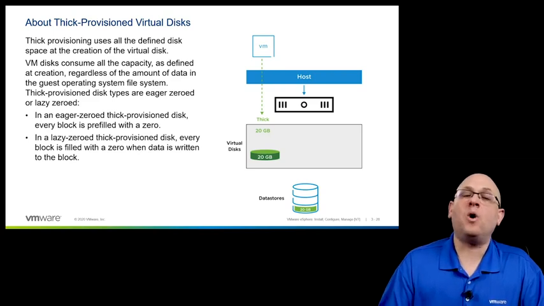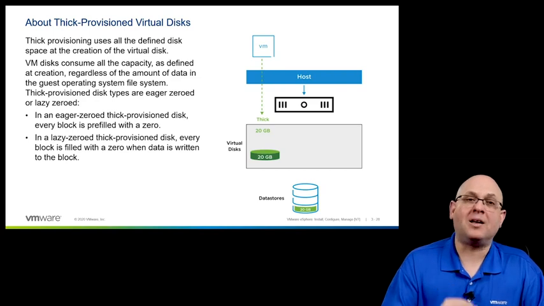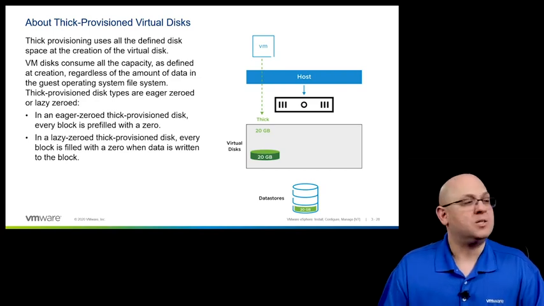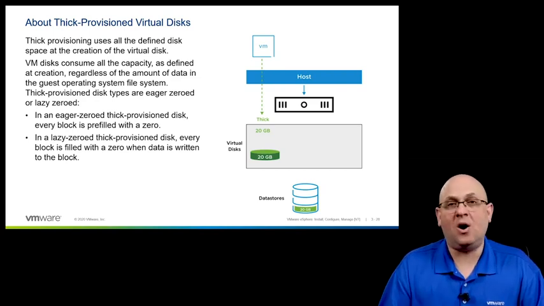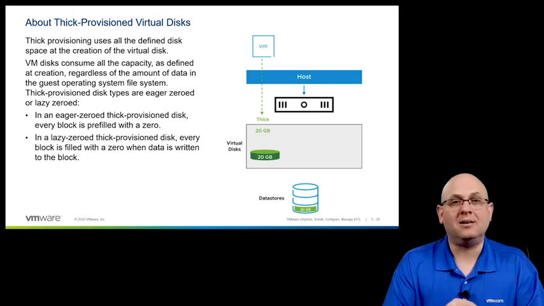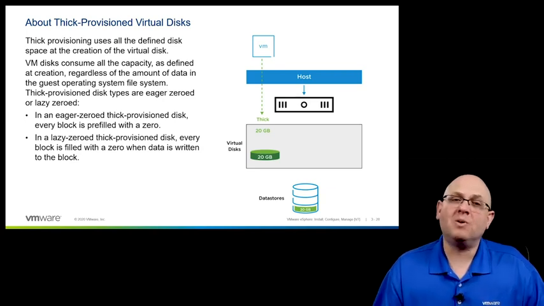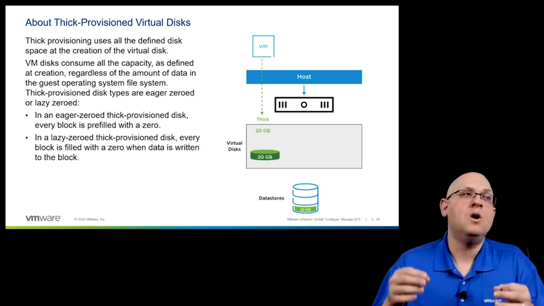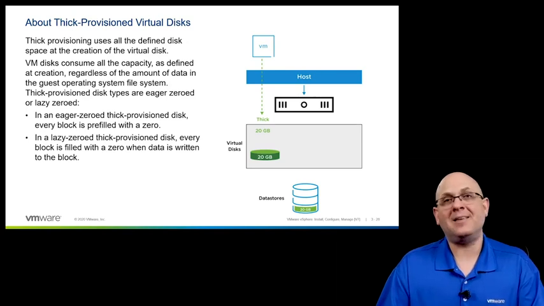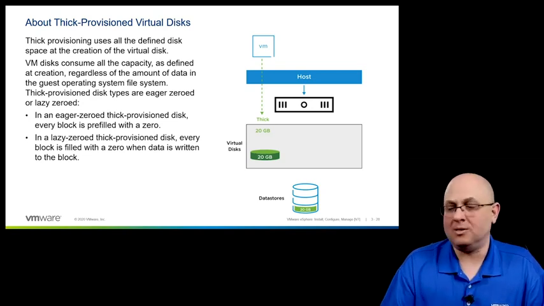Now, anytime we want to write data to that lazy zero disk, every block needs to have a zero there. So if we don't have any data on that block, we'll write the zero and then we'll write the data. That can take a little bit of time, but in modern storage arrays, that time is so fast that most of the time we won't notice any performance difference at all between a lazy zero disk and an eager zero disk.